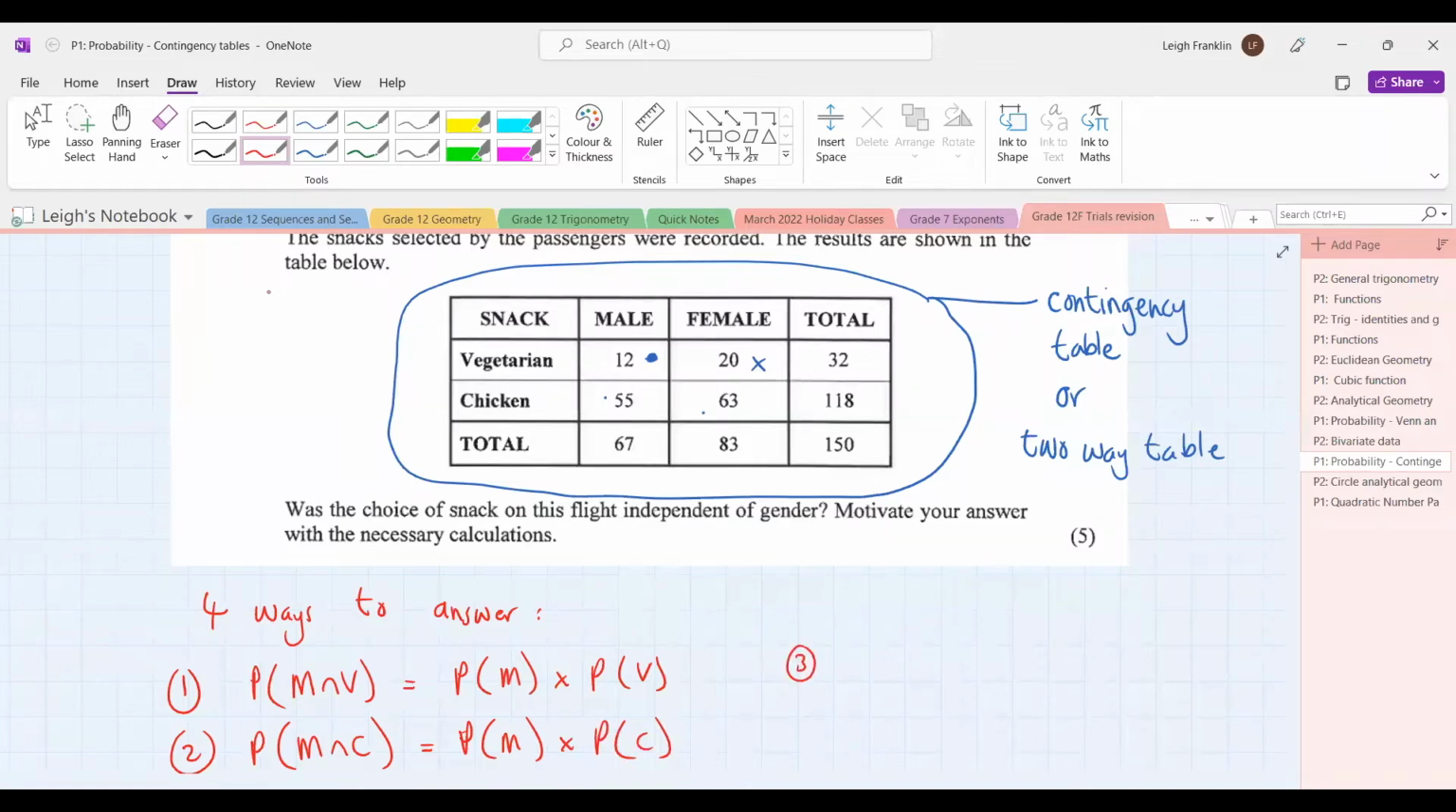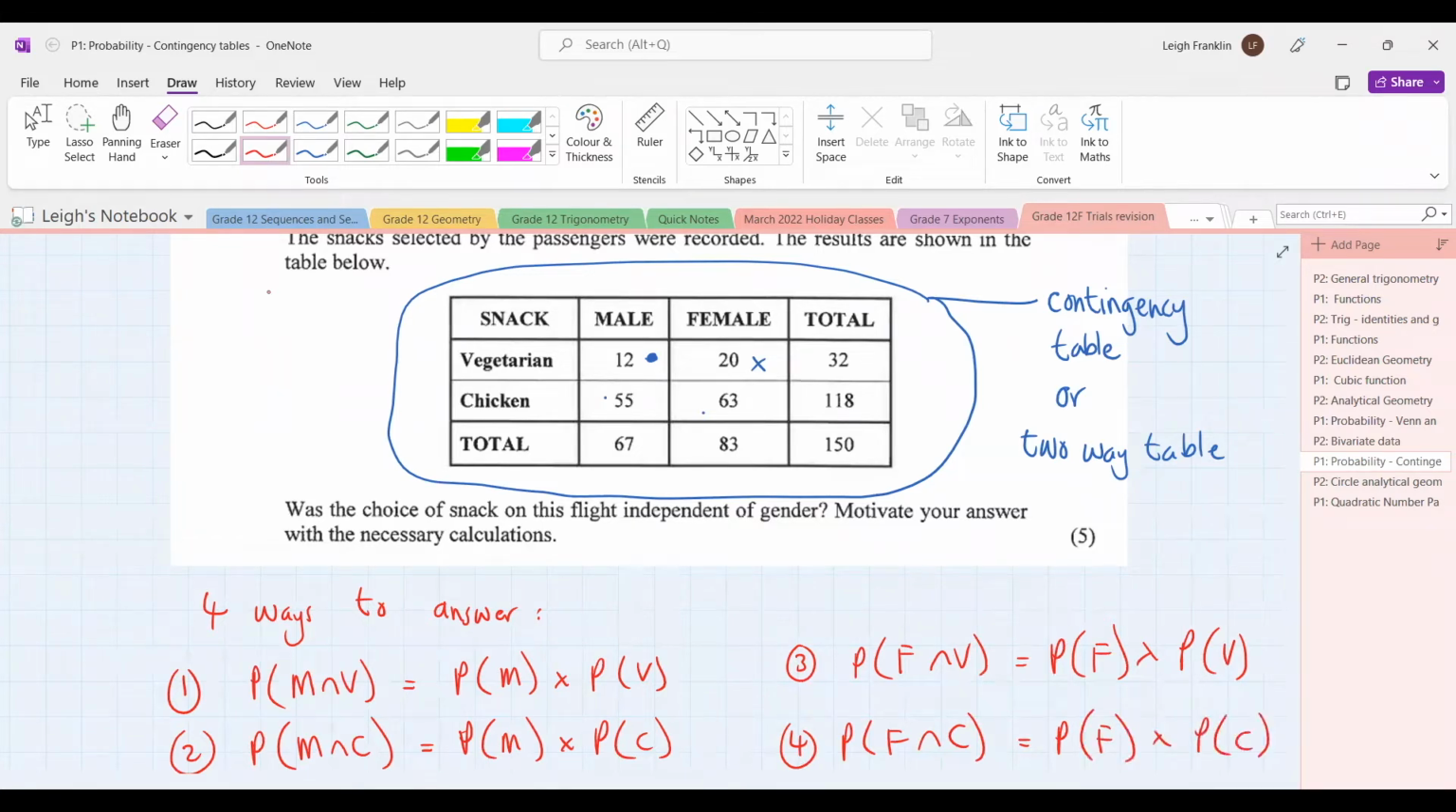The third way that I can look at it is the probability of someone being female and vegetarian. So then I'll have to consider the probability of being female times the probability of them being vegetarian. And then the fourth way that I can look at this is the probability of someone being female and choosing chicken. And that has to be the probability of someone being female times the probability of them choosing chicken.